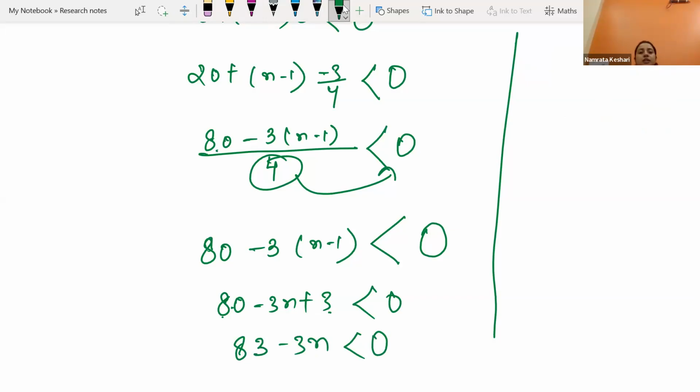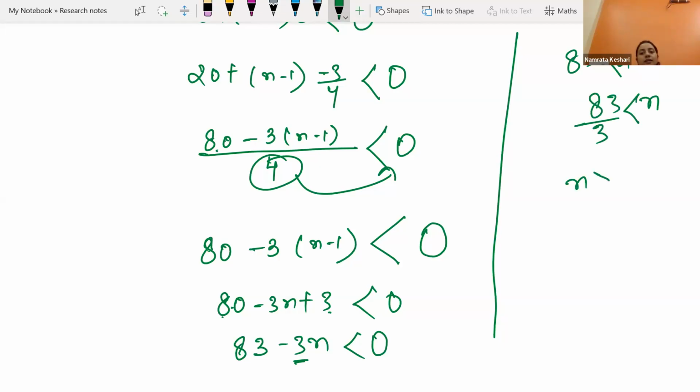Better you send this 3n to the other side, then we don't even have to think about sign changes. If you keep 3n on this side, then you have to be careful, because you'll have minus 3n and you'd have to reverse the inequality sign. So better shift this 3n to the other side. Nothing will change. It just gets added to 0, and here 83 will be there. So n is bigger than 83 by 3.